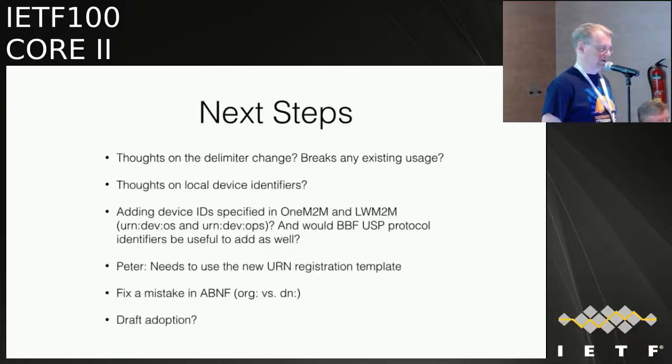Let us know. And then I've also gotten some email from some Nokia folks. Not sure if they're here. That indicated that oneM2M and Lightweight M2M have been using some device identifier types already in their specifications. Should those be folded in? And there was a question about the BBF Broadband Forum USP protocol, which I know nothing about. It has some identifiers that could perhaps be incorporated here.